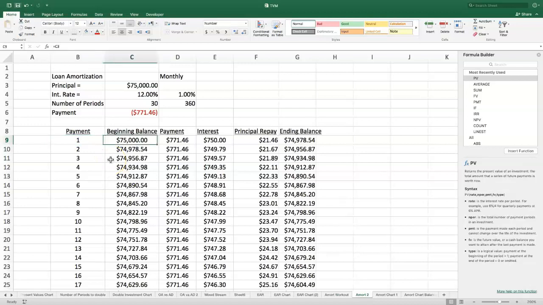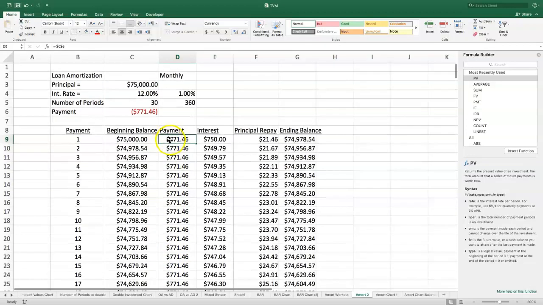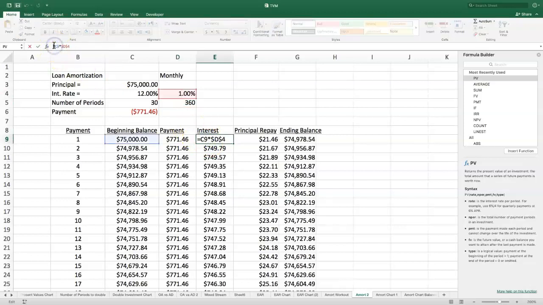So for the first payment, we had a beginning balance of $75,000. Our payment of $771.46. Notice throughout the amortization schedule, the payment amount doesn't change. It's the same. The interest is $750, and we arrived at that by applying the 1% monthly interest multiplied by the beginning balance. So $75,000 times 1% is our $750. And again, you can click on the equal sign there and you can see how that cell is calculated.